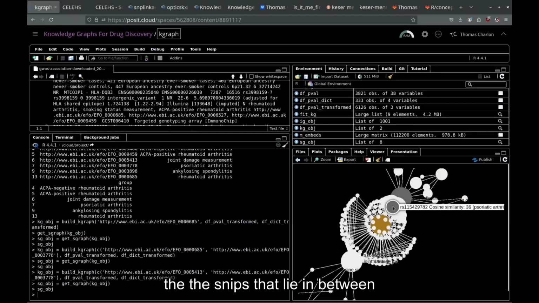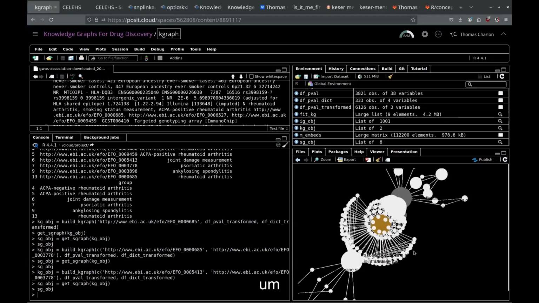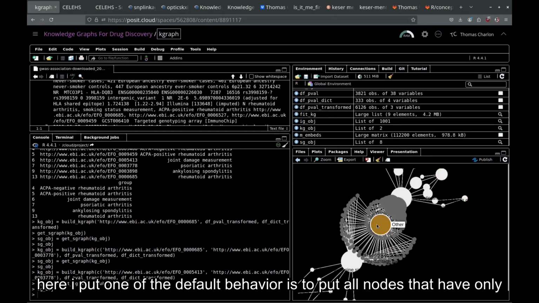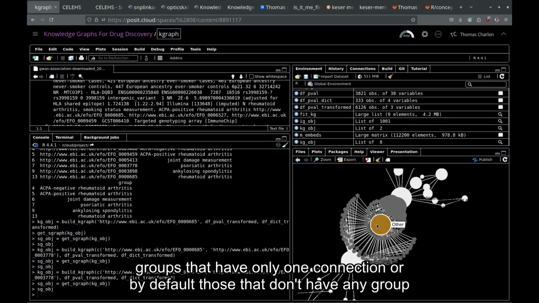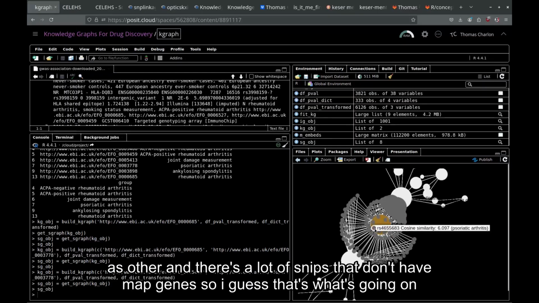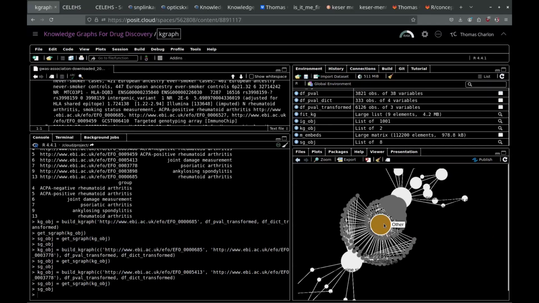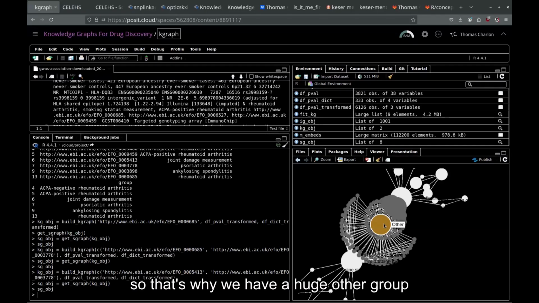So we can find the SNPs that lie in between. Here I put one of the default behavior is to put all nodes that have only groups that have only one connection, or by default, those that don't have any group as other. And there's a lot of SNPs that don't have mapped genes. So I guess that's what's going on. So that's why we have a huge other group.